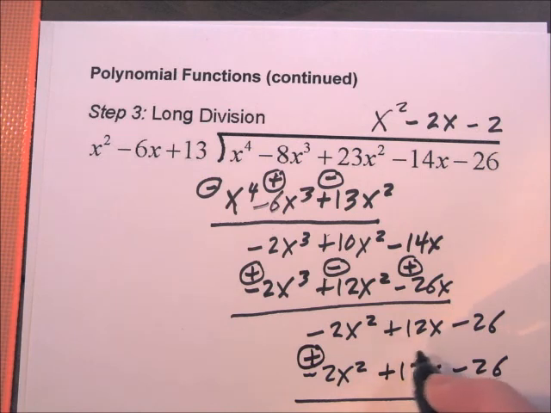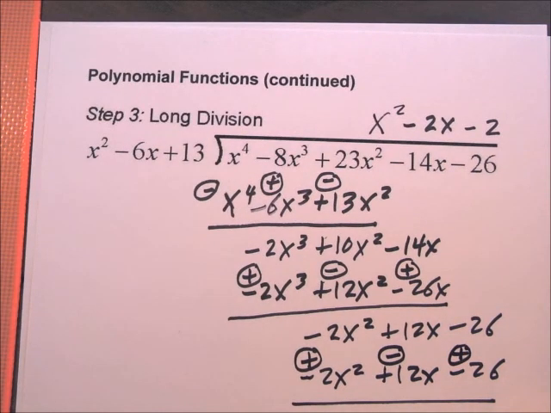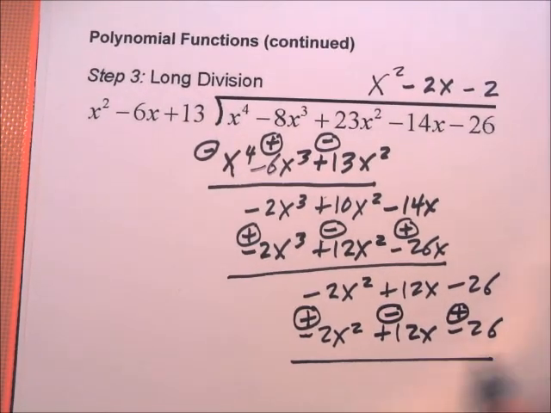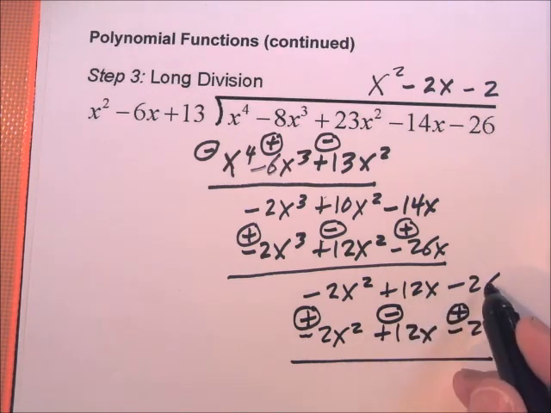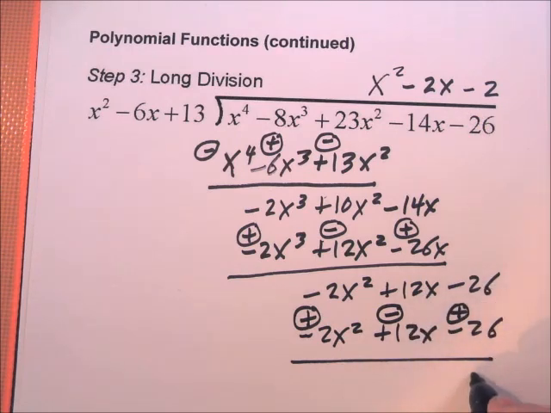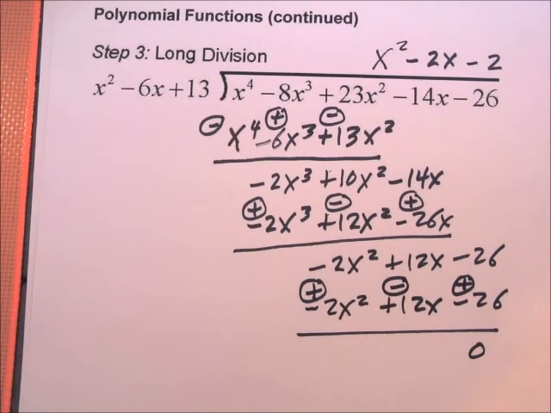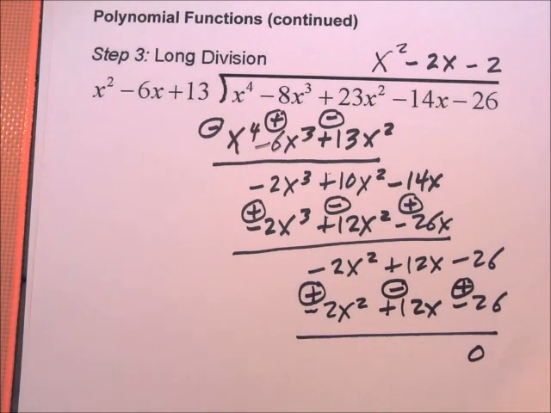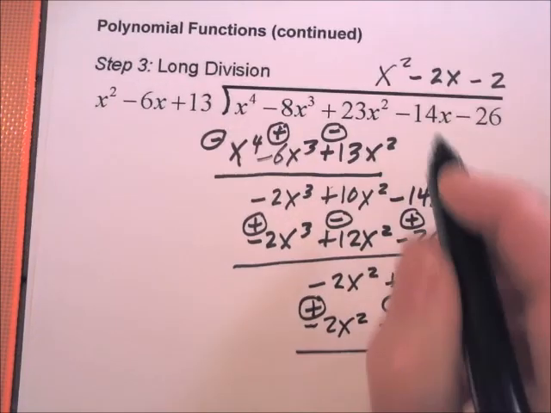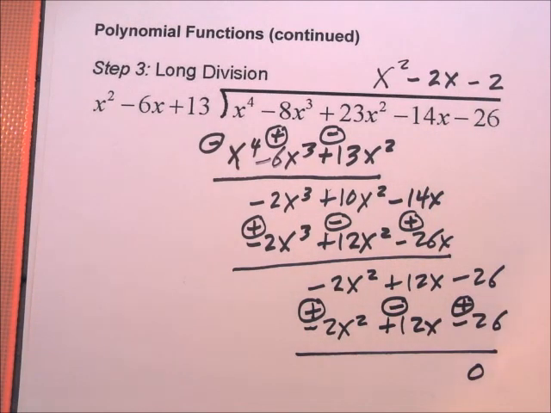Draw the line, change the signs. Negative 2 becomes plus, plus 12 becomes minus. Negative 26 becomes plus. And then add or subtract like terms according to the sign. Negative 2 plus 2 is 0. 12 minus 12 is 0. Negative 26 plus 26 is 0. So we have remainder 0. So our answer from the long division then is x squared minus 2x minus 2.